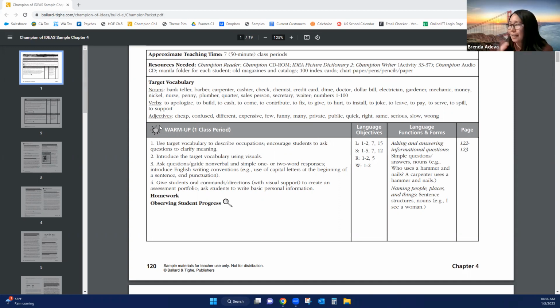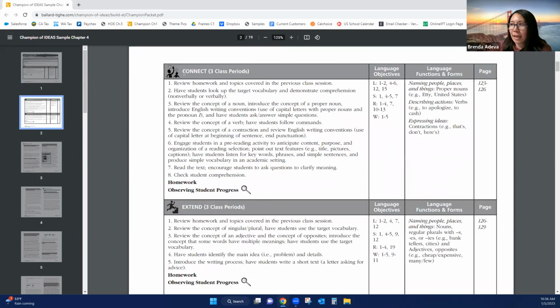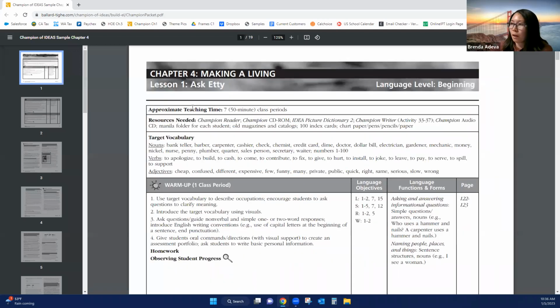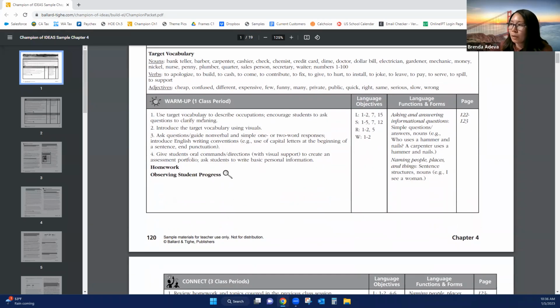But every lesson follows the same flow. We always start with a warm-up. We then have a connect and extend. But within those pieces, you are going to see that we always do target vocabulary, right, with images. So that's going to be definitely for the level 1s, identifying, naming those occupations. But if you look here, describe occupations. So students of higher level, we're working on how to describe those occupations. Again, target vocabulary with visuals.